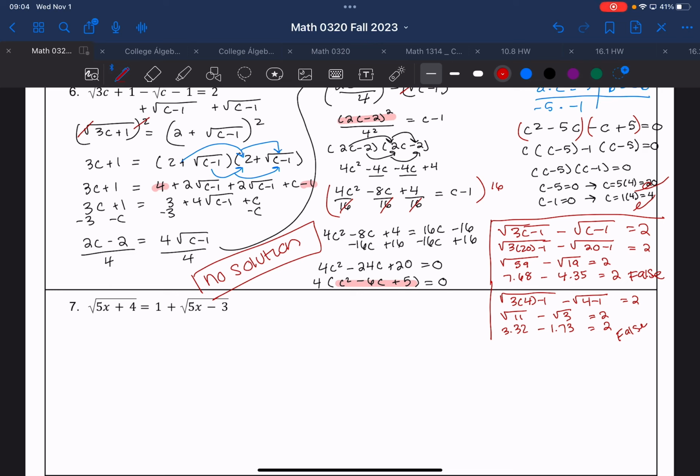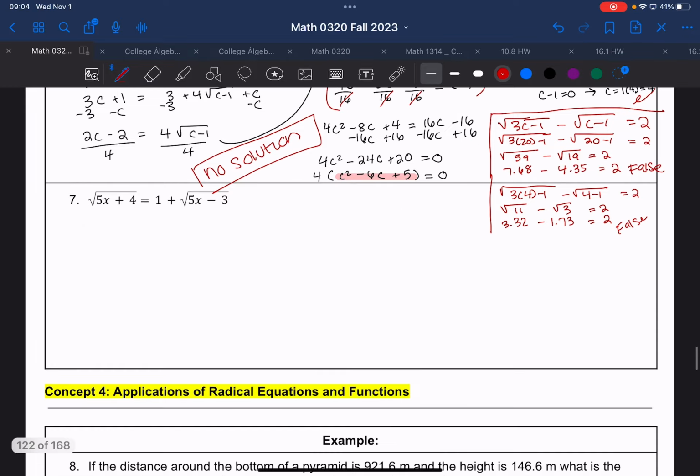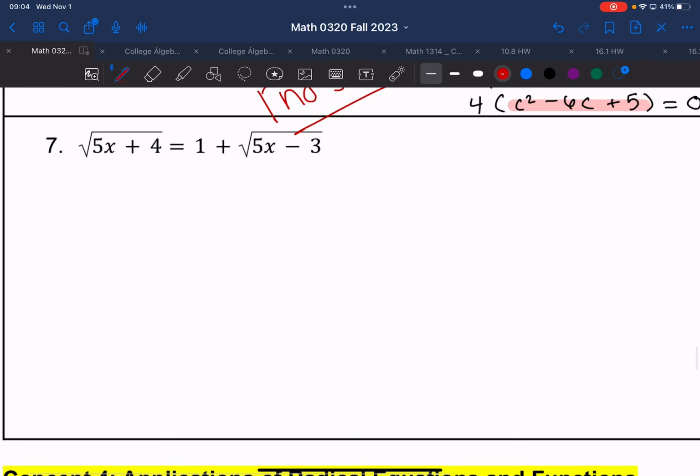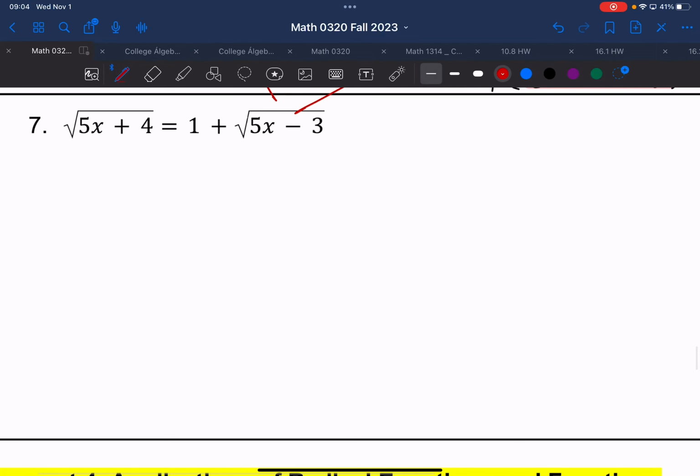Okay, so that was number 6. Let's look at the last one for this example, number 7. For number 7, our first thing to see is if we have a radical by itself. Do we have one by itself? Yes. So what are we going to do to both sides?